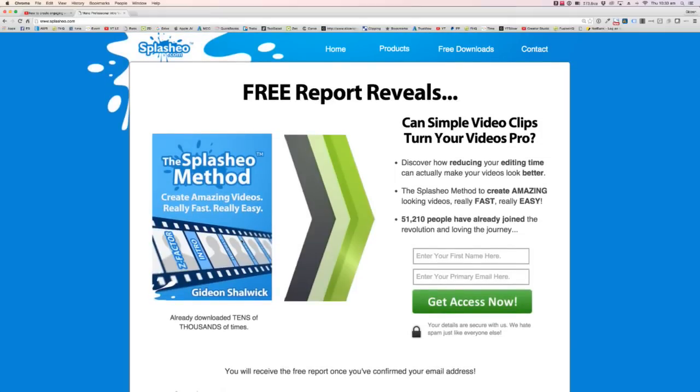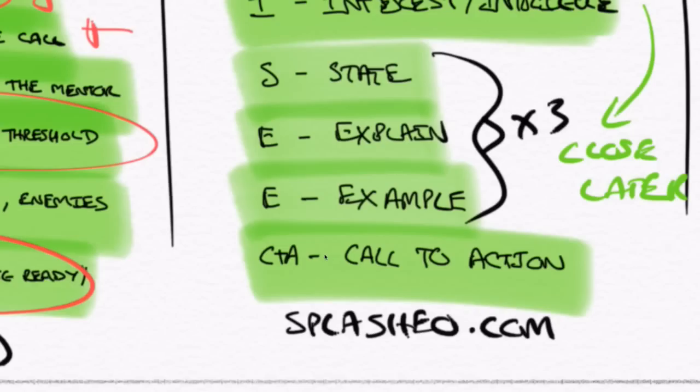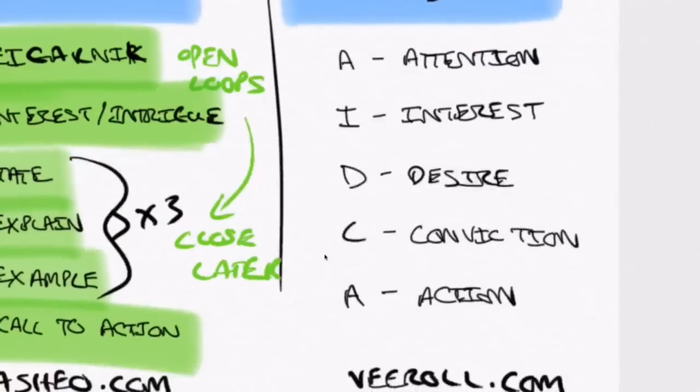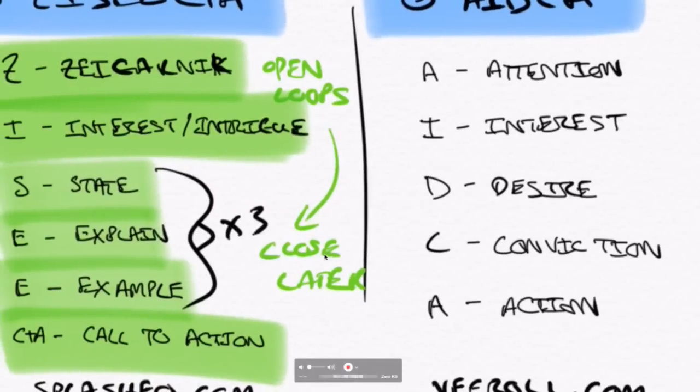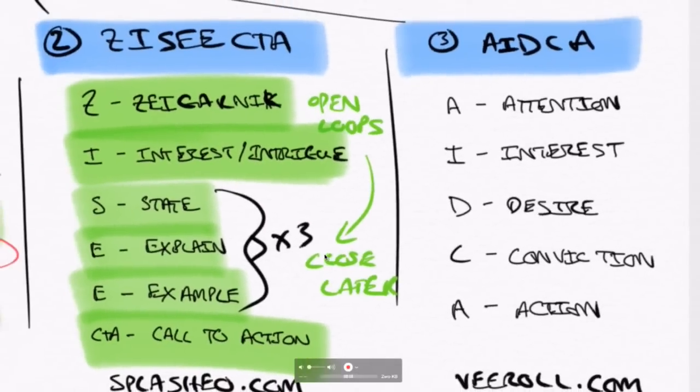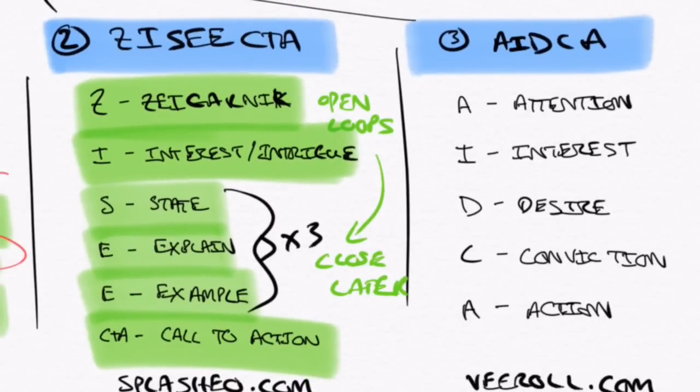All right, let's look at the third one. The third one that I use is more for promotional content, but you can use it for other non-promotional content as well if you wanted to. This is called the AIDCA formula or structure.